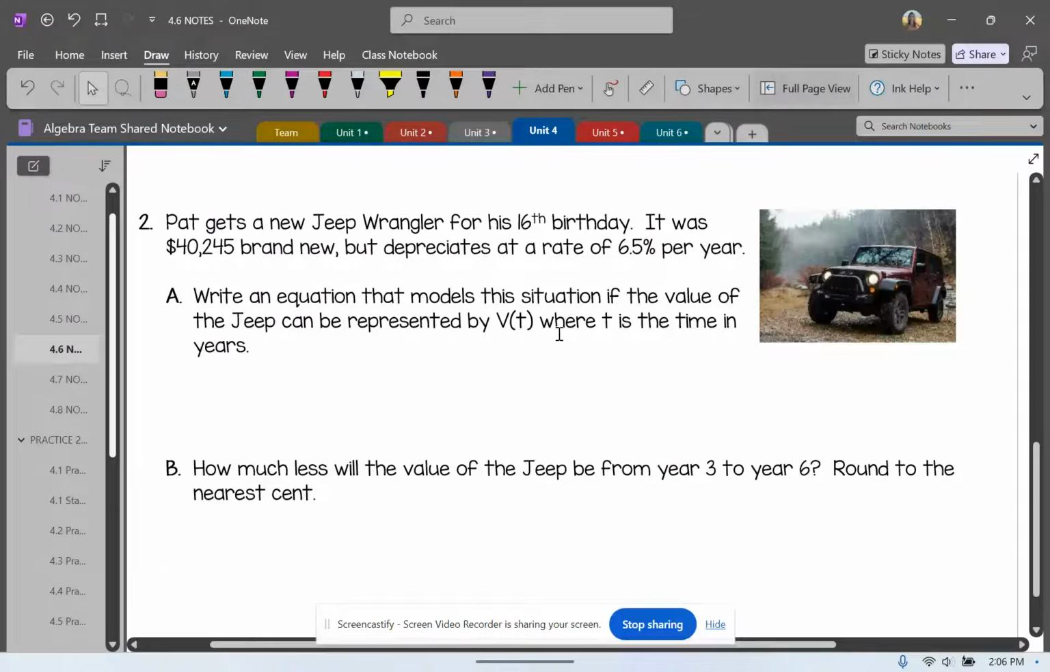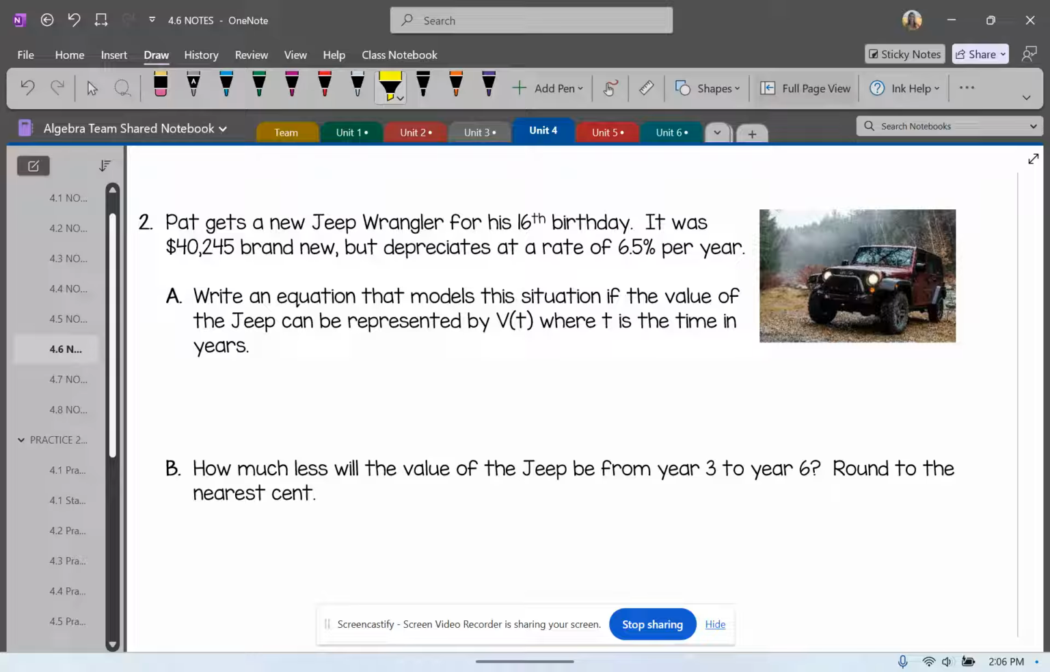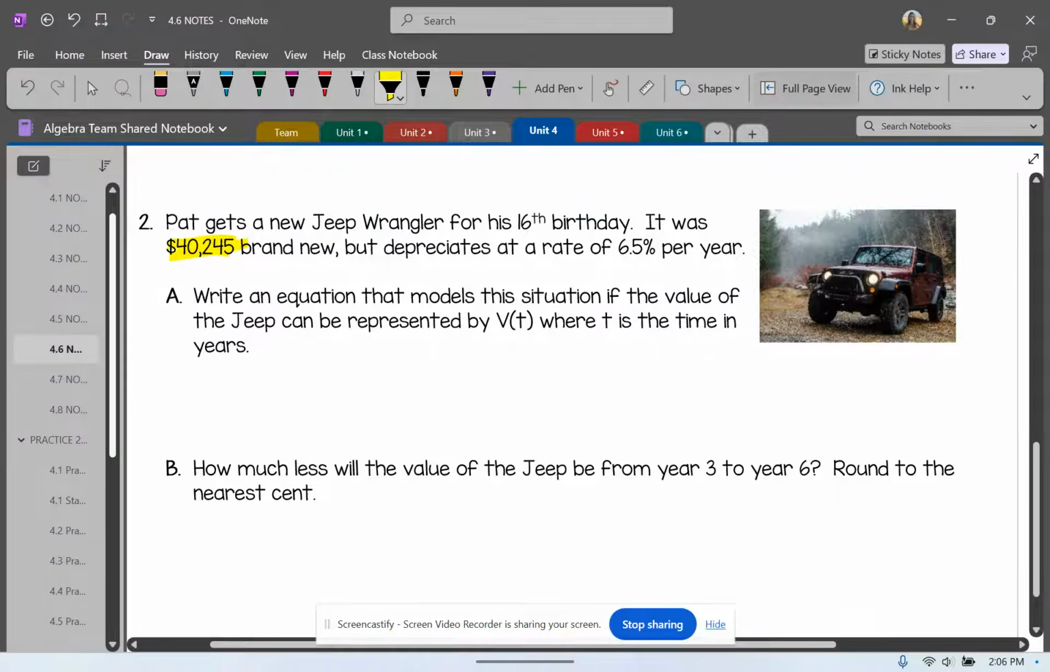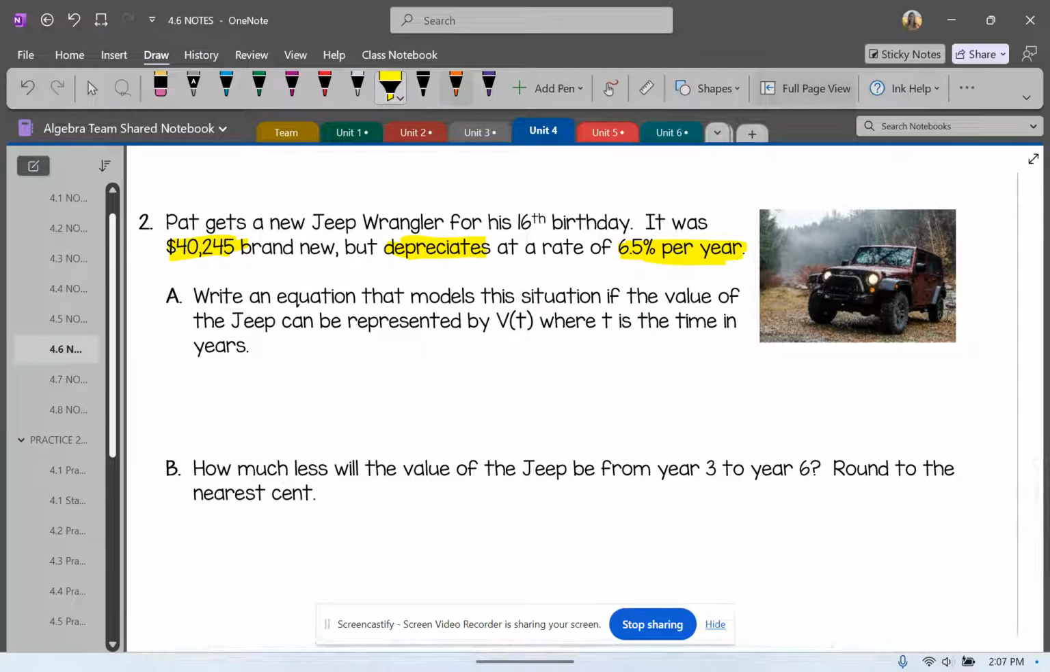Number 2, Pat gets a new Jeep Wrangler for his 16th birthday. It was $40,245 brand new. That's the initial value I'm looking at right here, but it depreciates. So I'm hoping you're thinking, oh, it's losing value at a rate of 6.5% every year. This is definitely exponential decay because we have a multiplier, but this multiplier is a little tricky.